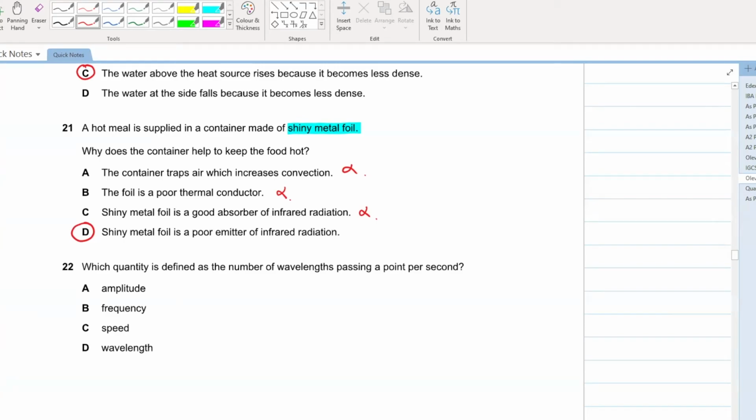It doesn't allow the heat to escape. D is your answer. Simple as that. Also, beta, why are you guys not telling the answers before me?